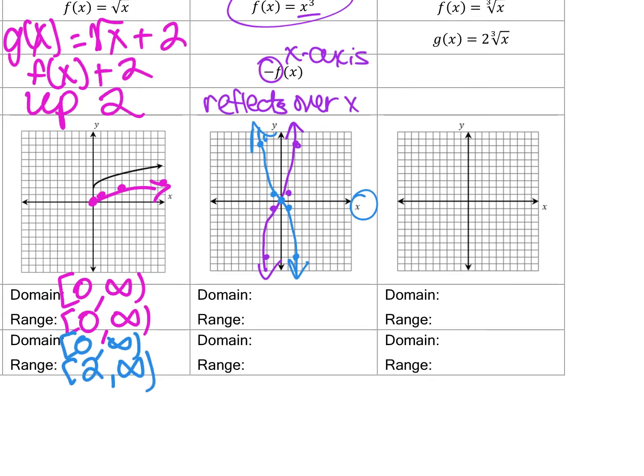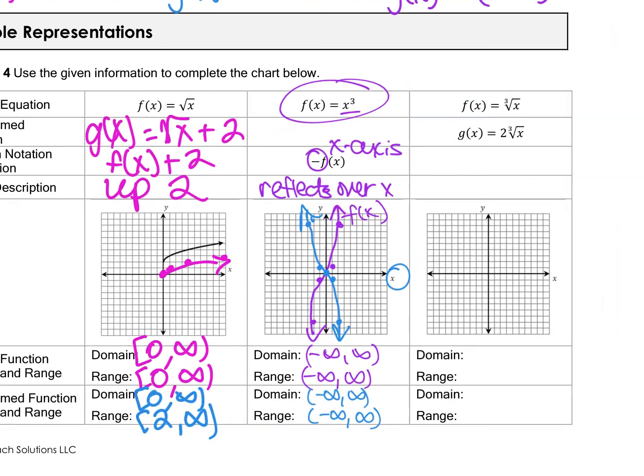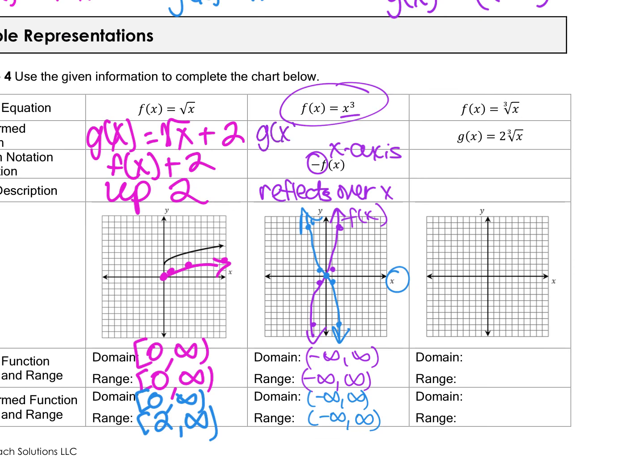So let's find the domain and the range. Domain, we're looking first at the original, which is the purple. So domain is, remember we said, when both ends are going opposite directions, negative infinity to infinity, or all real numbers. And then same exact thing for the reflection. Now, I skipped a thing up at the top. So we still need to go back up here and write our transformed equation. So g of x equals negative x cubed.